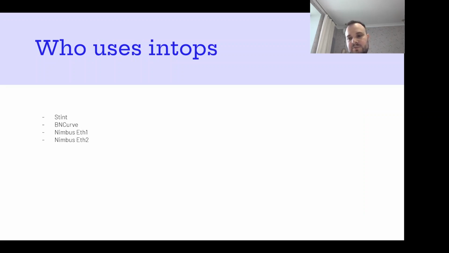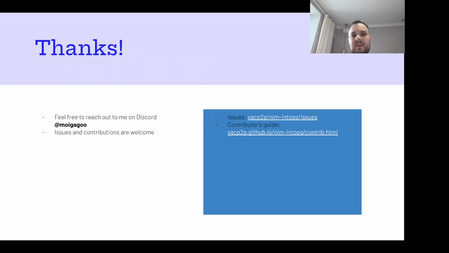Who uses intops right now? Well, as far as I know, and I cannot know for sure, internally in AFT, intops is used by Stint, which used to have its own implementation of arithmetic primitives. It's used in the bncurve library, and it's used in Nimbus, two flavors of Nimbus, because both of those depend on Stint and bncurve, and therefore they are now proxy consumers of intops.